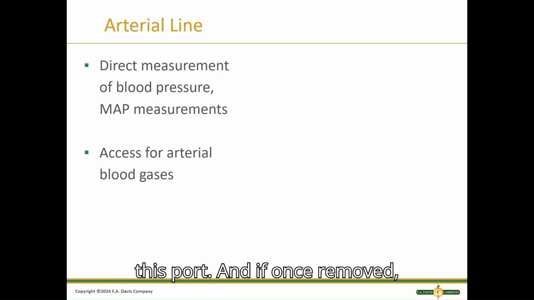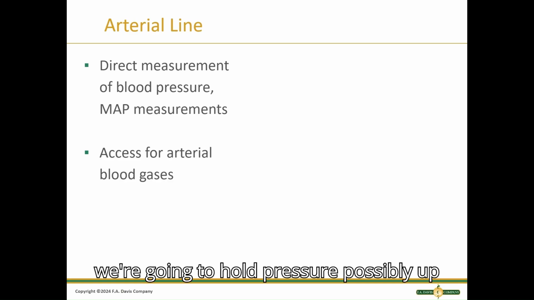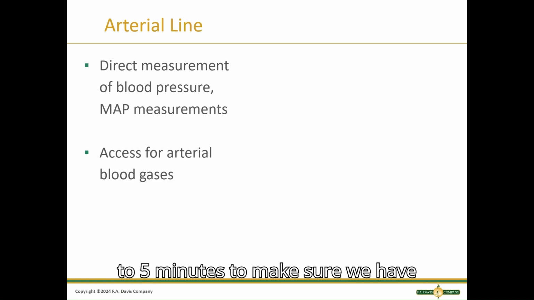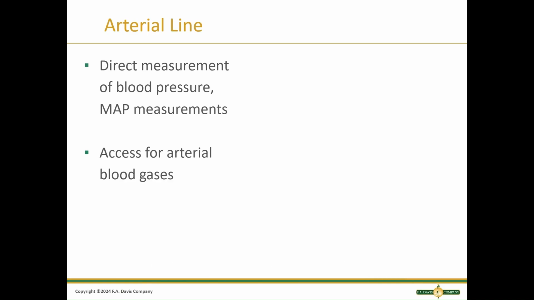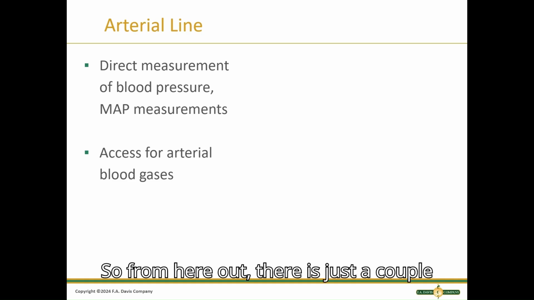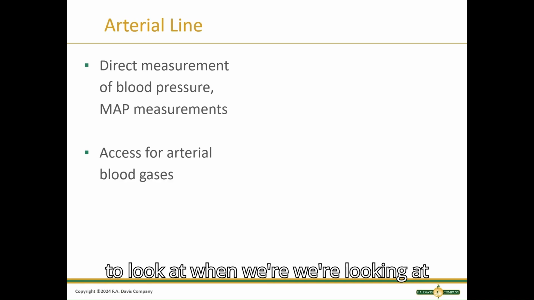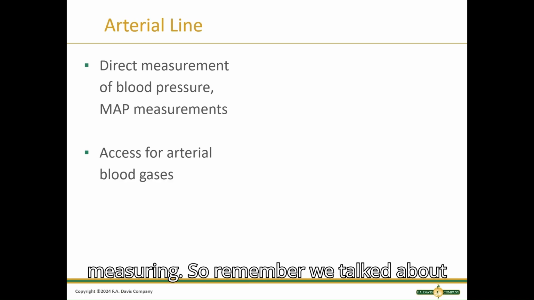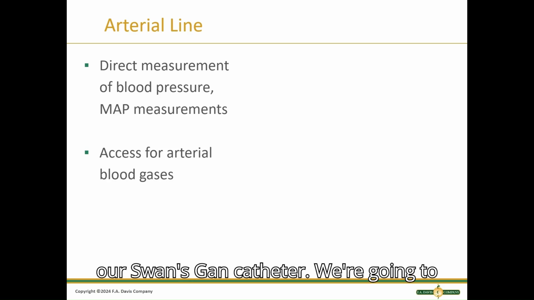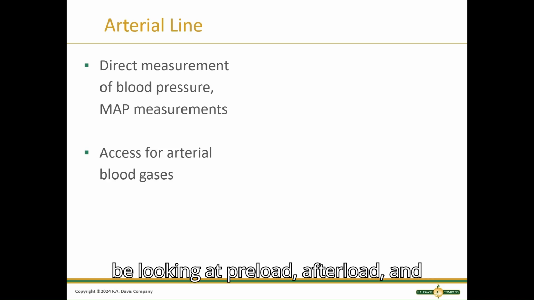Typical insertion sites are going to be at the radial, brachial, or even femoral arteries. Radial is typically preferred due to accessibility and lower complication risks. When we're at that femoral line, we have a higher risk for infection due to the area. We want to make sure that those sites are clean and dry.